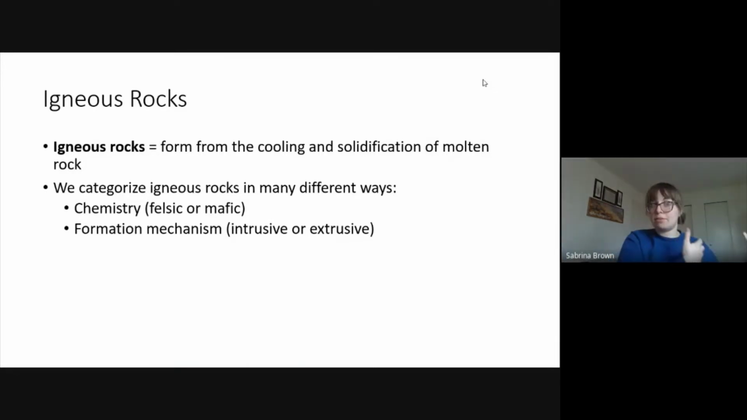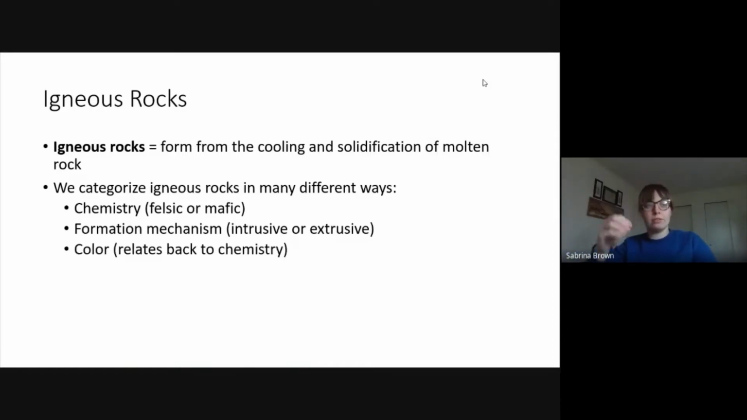So this is kind of going back to those words, why we classify magma and lava as two different things. It's related to the formation mechanism of igneous rocks, and the type of igneous rock you get out of that environment depends on whether that magma cooled underground or at the surface. So those are kind of the two things that we use to classify or categorize igneous rocks.